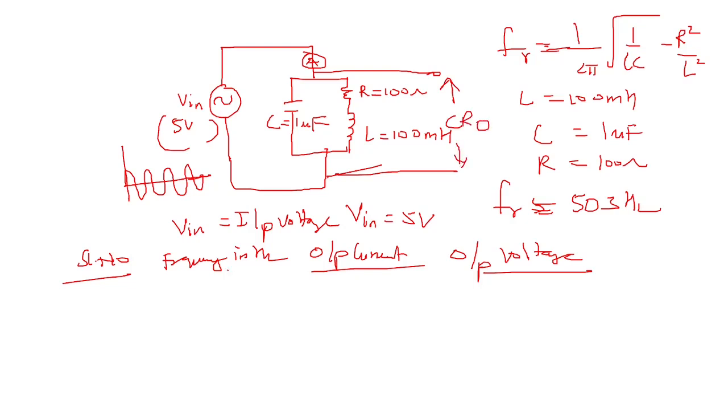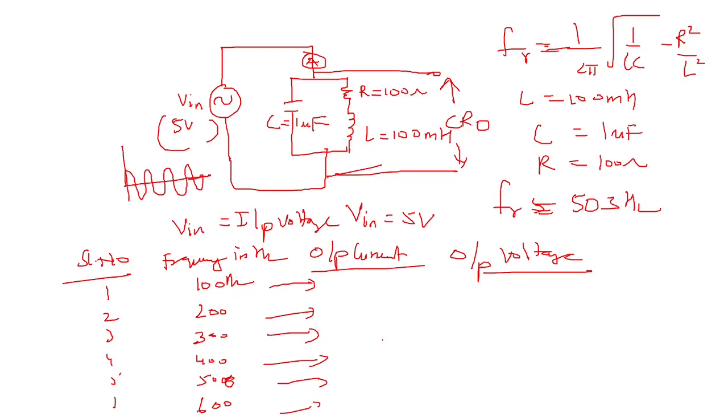If you take the readings 1 to 10, the frequency will vary from 100 hertz. Keep the input voltage constant and go on varying the frequency: 200, 300, 400, 500, 600, 700, 800. For each, you note down the output current and also the output voltage.